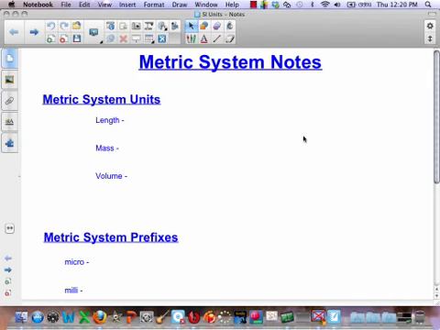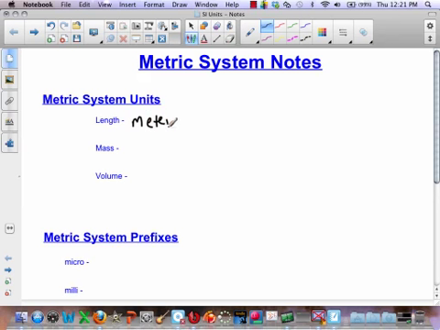So when we talk about metric units, we have our basic units for length, mass, and volume. What is my basic unit for length? Inches. No, for metric. Meter. So our basic unit for length is meter, and that's represented with the lowercase m.